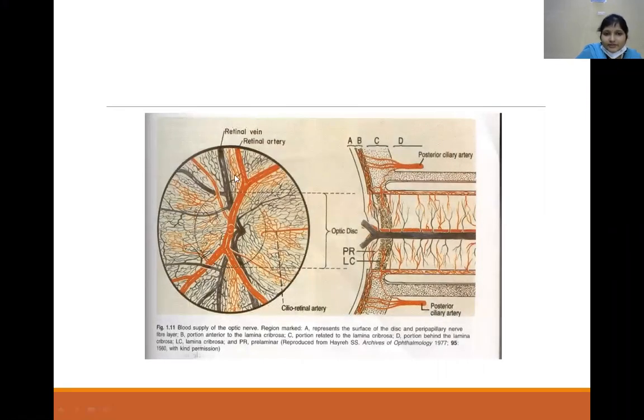So this is the central retinal artery. It divides into 2 trunks, superior and inferior. Later, the superior divides into temporal and nasal, and the inferior also divides into temporal and nasal.